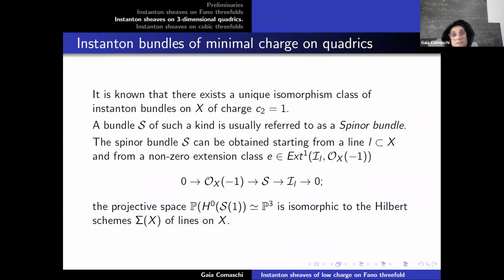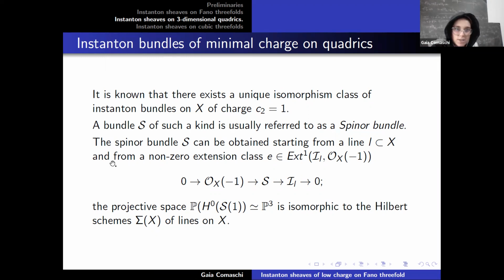So the instanton bundles that have this charge, the minimal charge, the stable instanton bundle of minimal charge, are usually referred to as a spinor bundle. So the moduli space of the spinor bundle just consists of a point, simply because we have a unique isomorphism class of these bundles.